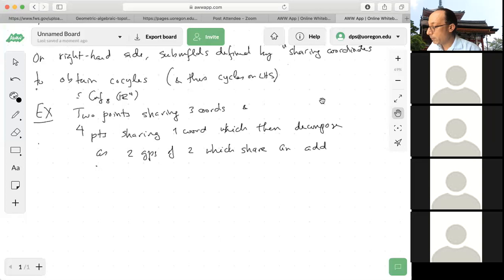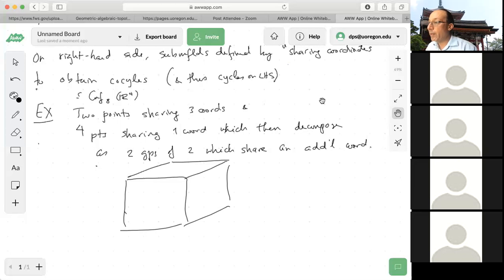Okay, so the picture of that is not nearly as much to digest as writing all that down. So I've got two points which share three coordinates. I'm going to write them over here. So this is inside R^4. If they share three coordinates, then they just have one degree of freedom left. I'll put them on the line. And then I also have four points which share one coordinate. Again, maybe indicate that by a blue plane.